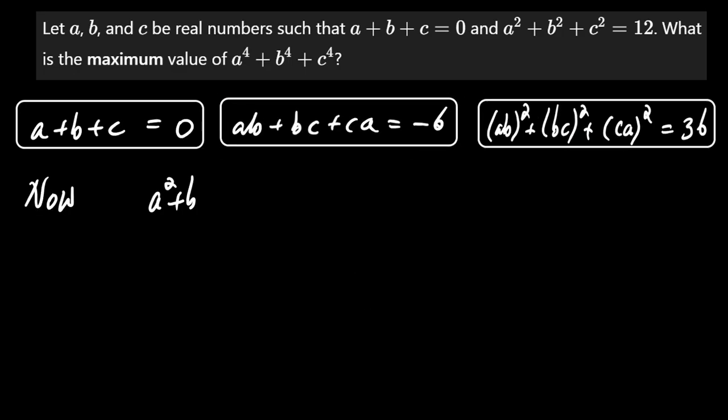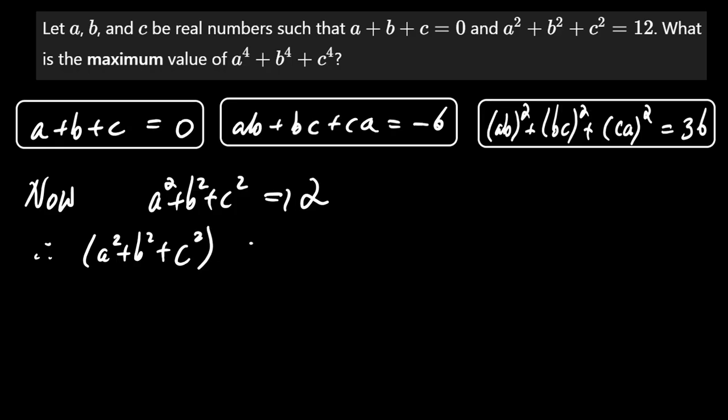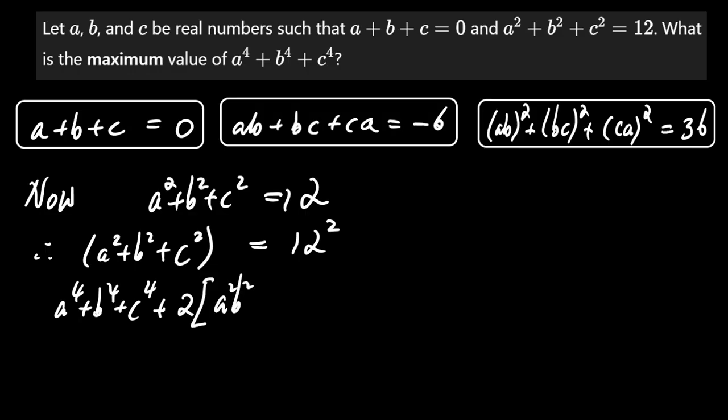Next, square a²+b²+c², which gives 144. That expands to a to the power of 4 plus b to the power of 4 plus c to the power of 4 plus 2 times (a²b²+b²c²+c²a²).